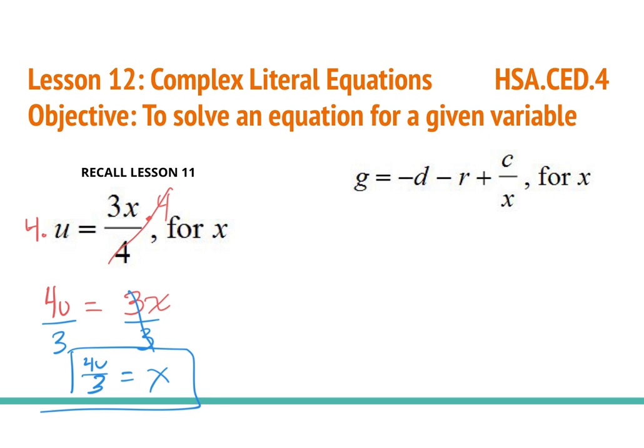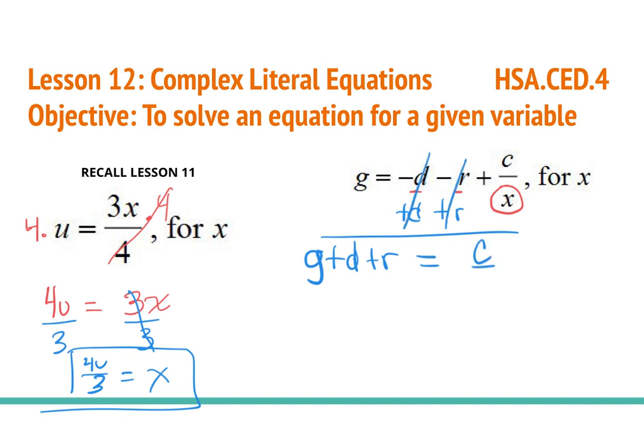What makes lesson 12 more complex is there are no numbers, so we can't do any combining, and depending on where the variable is located, it might be a little difficult and require a lot of manipulation. So I want to get x by itself. So I'm going to get rid of d and r first because they are not attached to the variable. So I'm going to do the opposite by adding d and adding r. So that means that g plus d plus r gets the d and r to the left side.